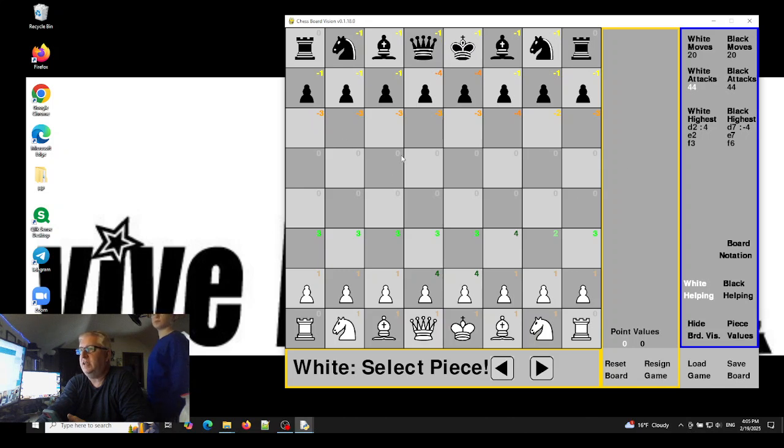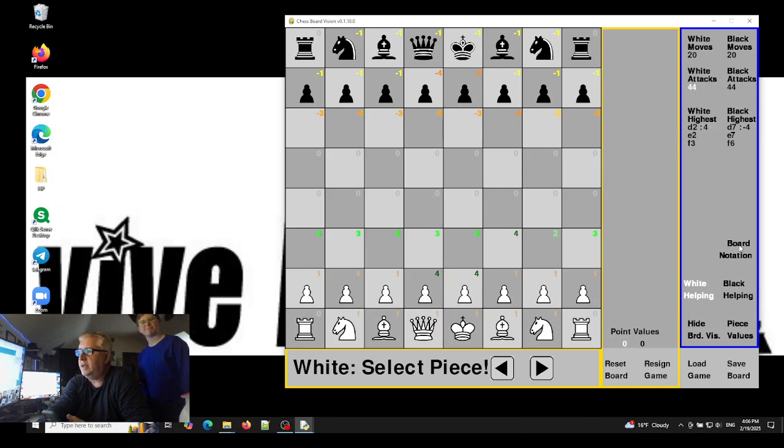At the moment, at the very beginning of the game, no one's covering the middle, so everyone's got a 0. On the right hand side, it shows how many total moves you have. At the beginning of a chess game, there are 20 moves that white has and 20 that black has. It also shows the number of attacks each side has, basically how many pieces or squares you're covering multiple times, and which square is the best and which is the worst for each side.